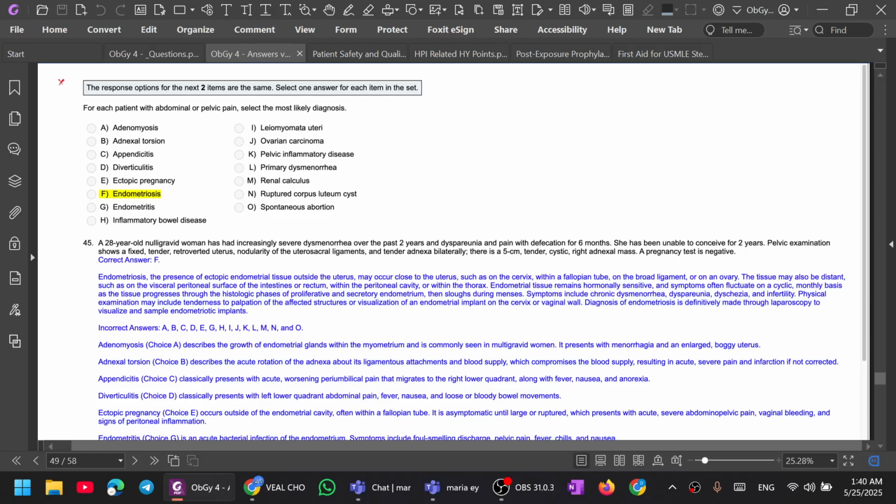Symptoms include chronic dysmenorrhea, dyspareunia, dyschezia, and infertility. Physical exam may include tenderness to palpation of the affected structures or visualization of endometrial implants on the cervix or vaginal wall. Diagnosis of endometriosis is definitively made through laparoscopy to visualize and sample endometrial implants.